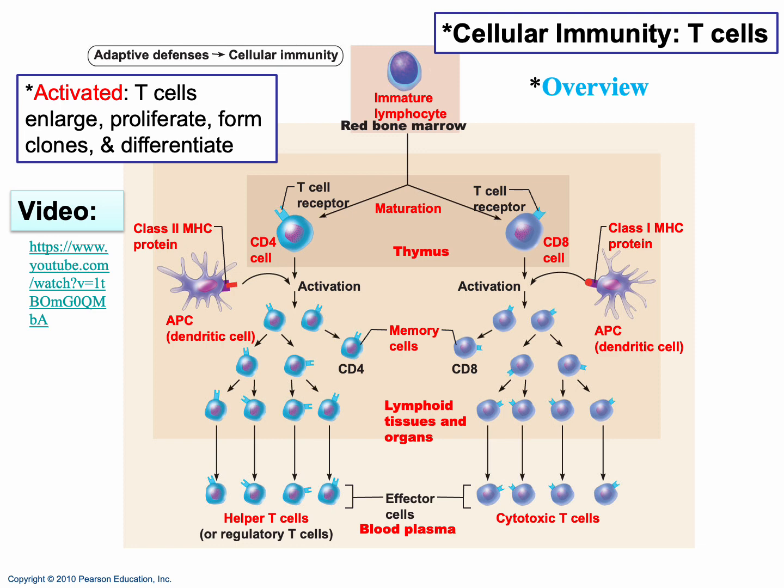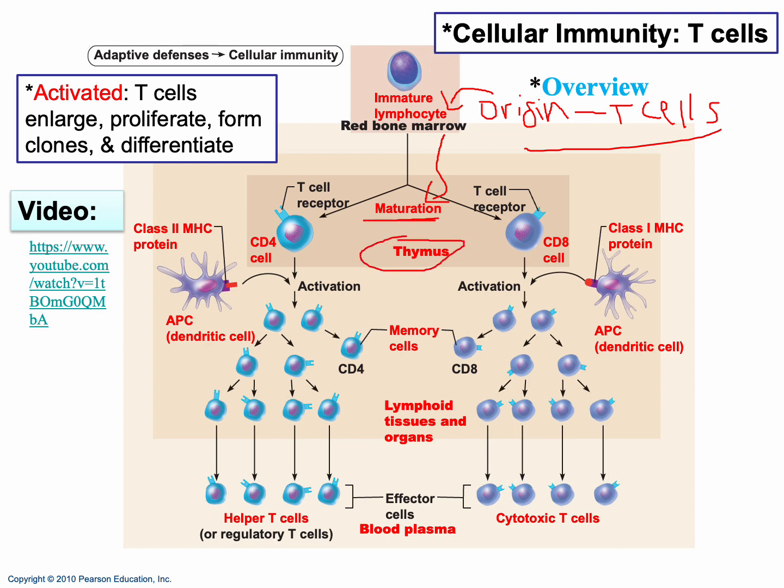Okay, so the red bone marrow, that is where we have the overall origin of T cells, right? This is where they're going to be produced. So this is the origin here when we think of our T cells. Okay, red bone marrow. And then what happens is the T cells are going to go ahead and move to the thymus gland. And this is again where maturation occurs.